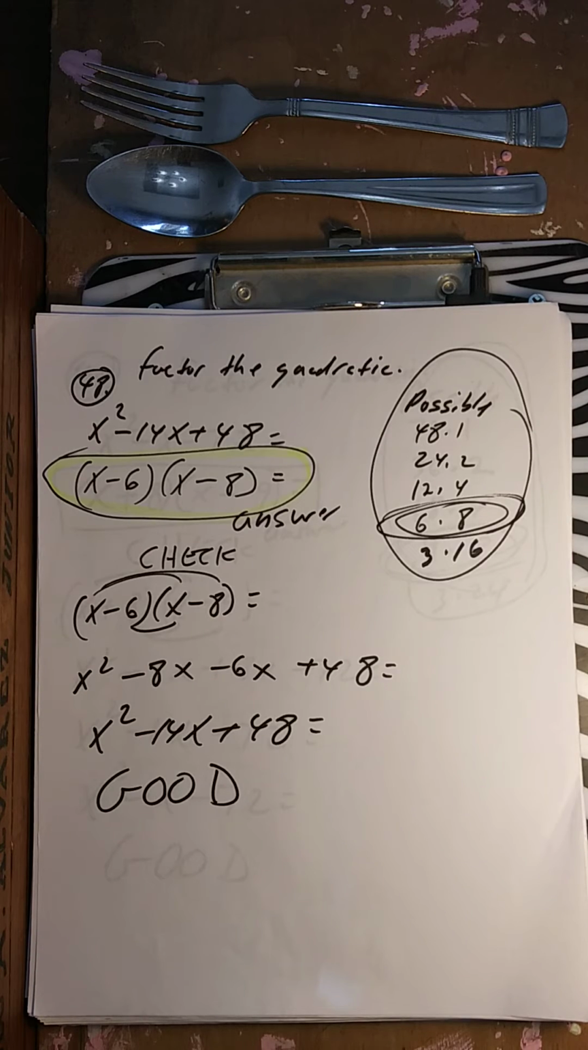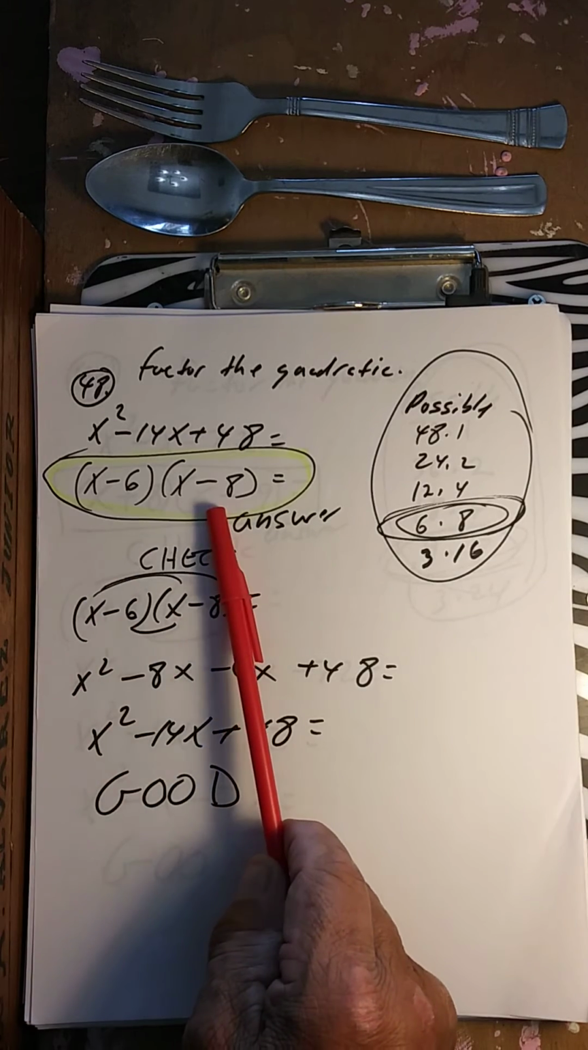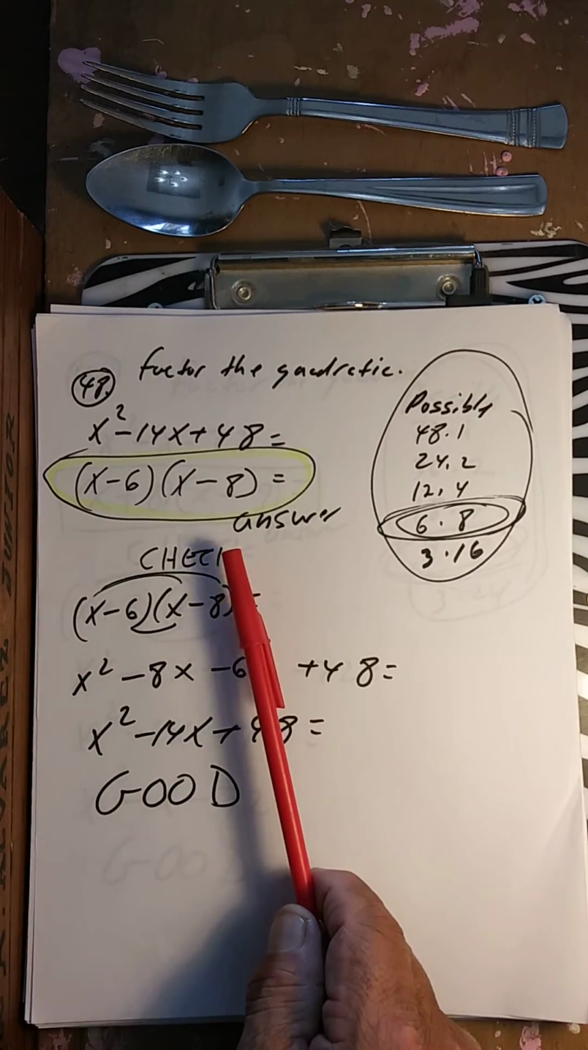Factor the quadratic. Another one. Look at 48. 48 times 1, 24 times 2, 12 times 4, 6 times 8, 3 times 16. All these are possible. But which one gives you 14 in the middle? I say 6 and 8. If you add or subtract them, they'll give you that. So x minus 6, x minus 8, our guess. That's my guess, I think.